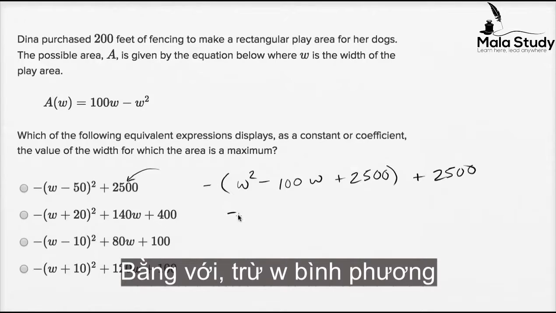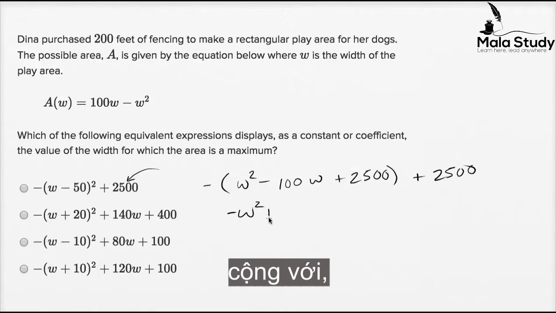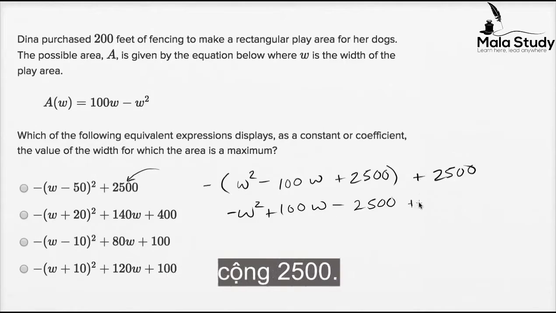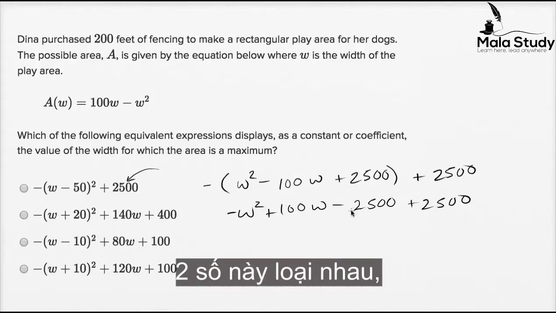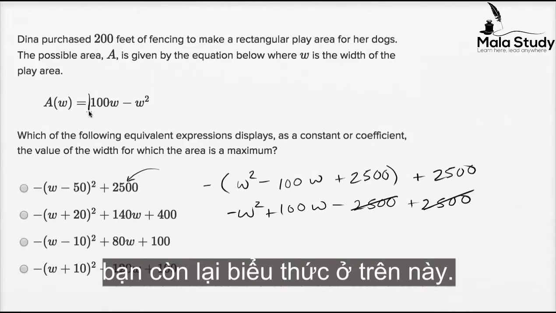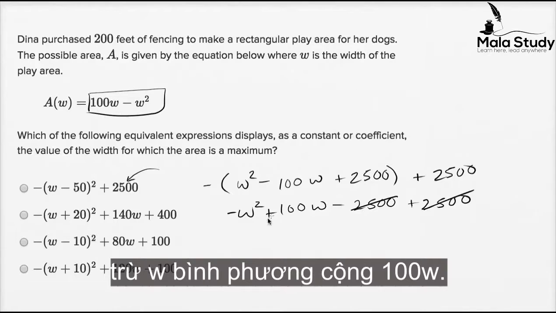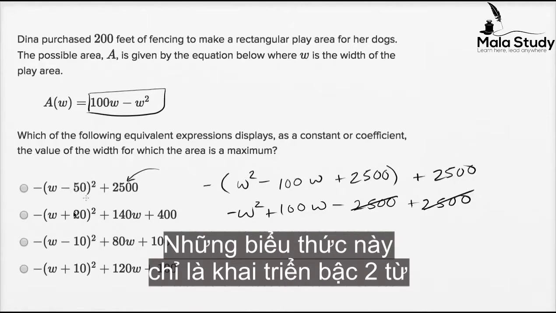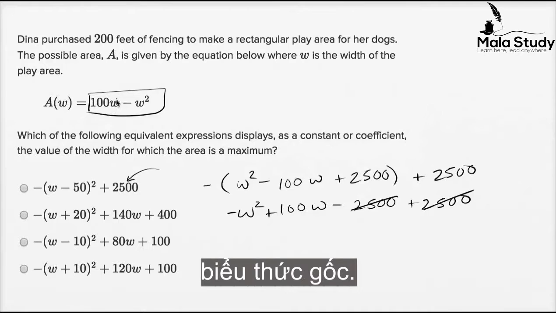And then you have plus 2500 out here. Now this is going to be the same thing as negative W squared plus, I'm just distributing the negative sign, plus 100W minus 2500 plus 2500, which these two things cancel each other out, and you're left with this expression right over here. Negative W squared plus 100W. And this would be true for all of these. So these are all just algebraic manipulations of this original thing.